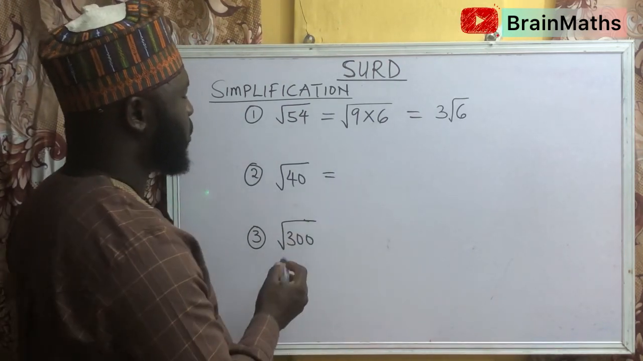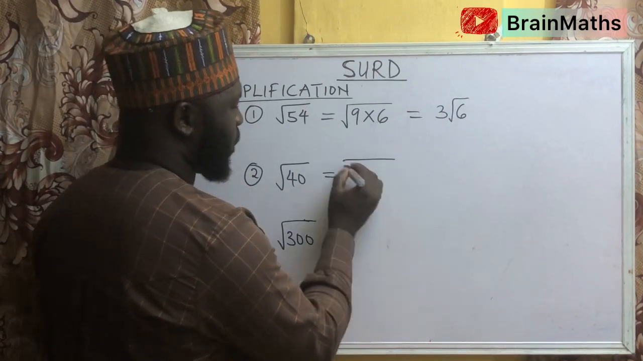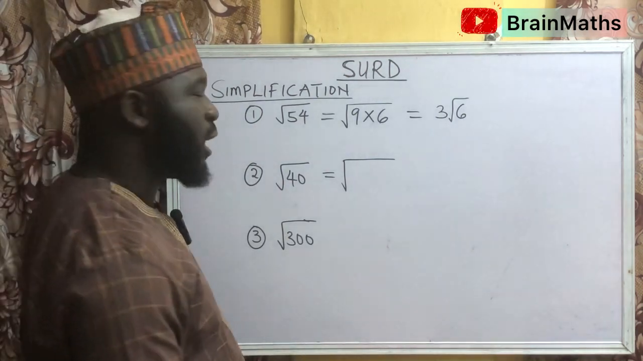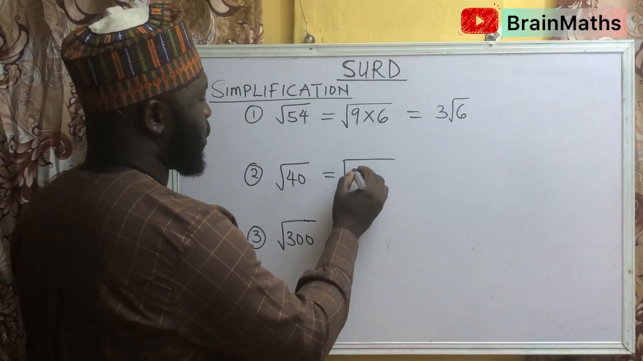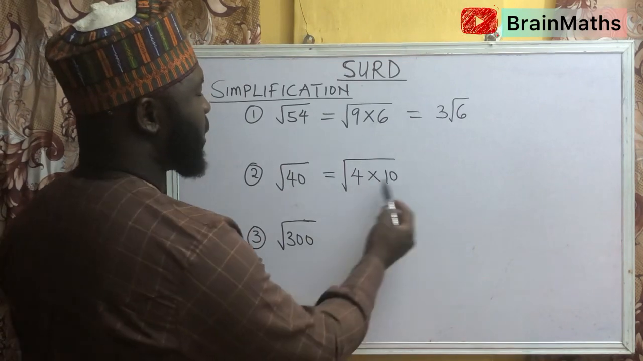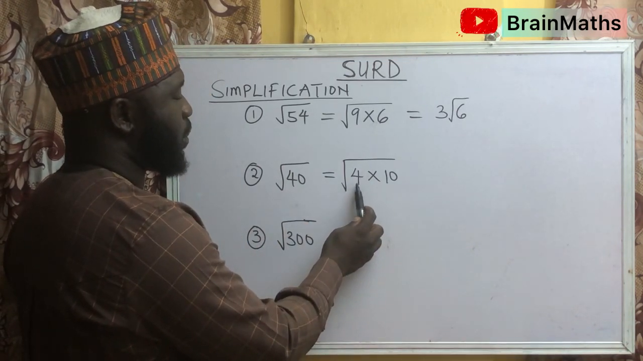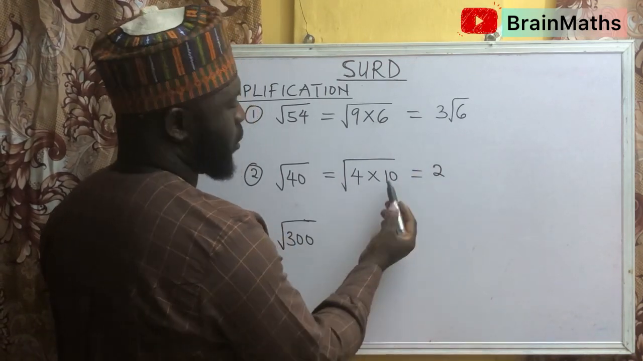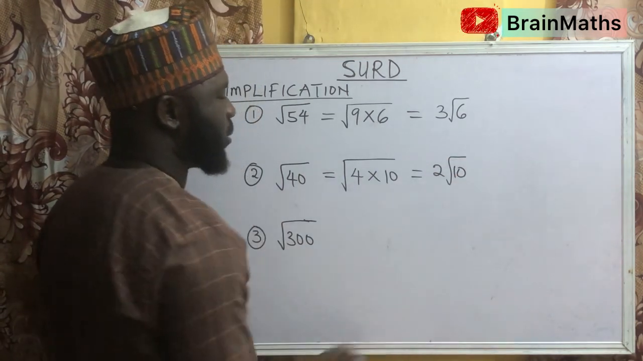The second one says the square root of 40. For this, we still think of the product of 40 that is going to contain a perfect square. And that is going to give us 4 times 10. 4 times 10 is actually 40. We have 4, which is a perfect square, and that is going to give us 2. We cannot break this further, so we write it as root 10.